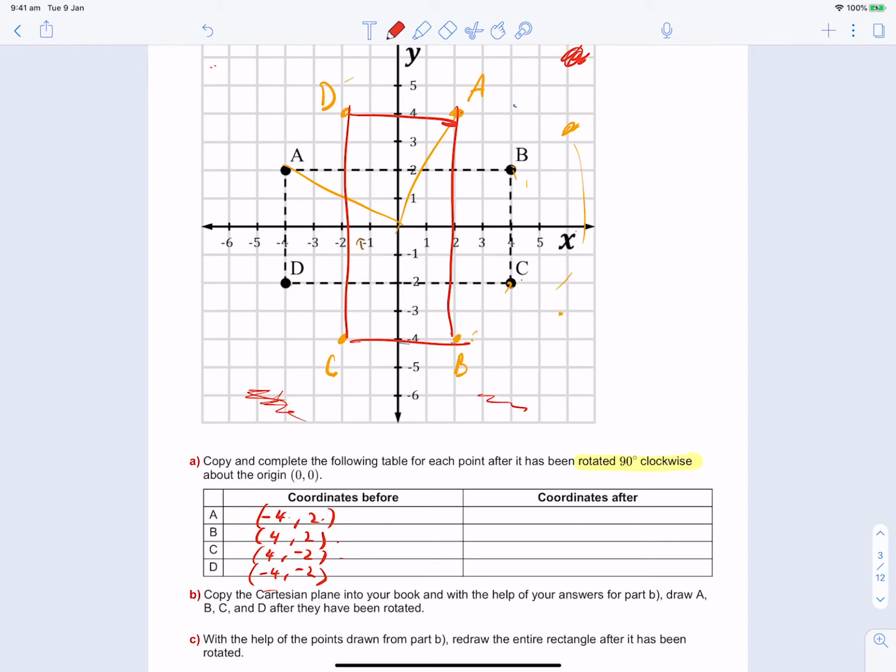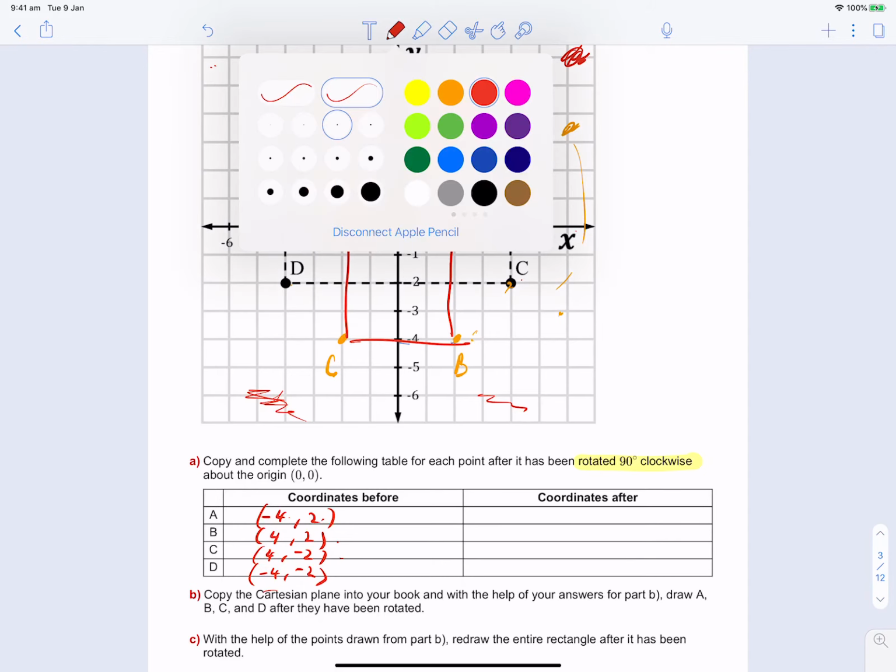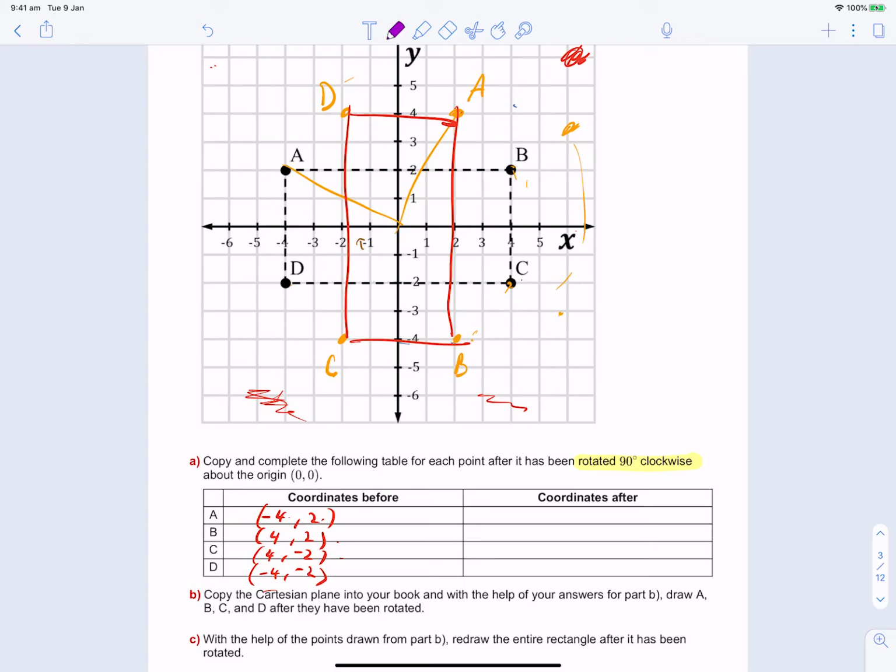All right, so let's have a look at what happens when I translate it. So now I just have to look at my new points and write in where they've gone to. So A is now at 2, 4. B is now at -4, 2. C is now at -4, -2. And D is now at minus.